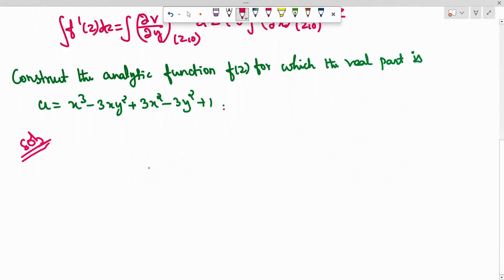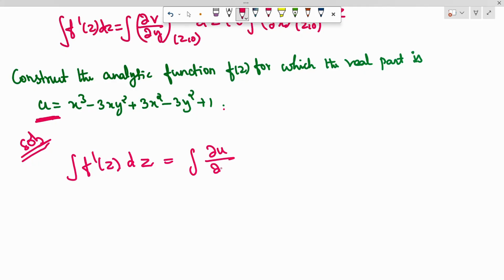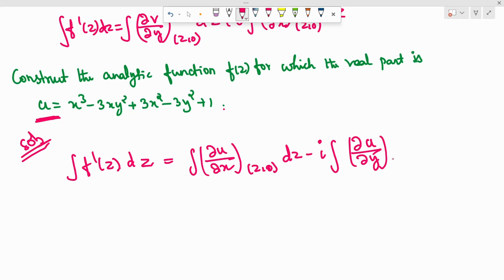First problem: construct the analytic function f of z for which the real part is u equal to x cube minus 3xy square plus 3x square minus 3y square plus 1. First we are going to write the formula. In this problem, u is given. U means the real part is given, which means using the first formula we can easily calculate f of z. Integral f dash of z dz is equal to integral dou u by dou x of z comma 0 into dz minus i into integral dou u by dou y of z comma 0 into dz.